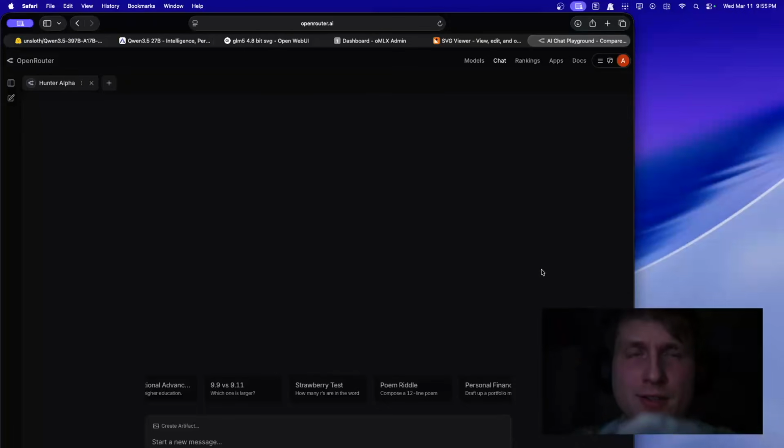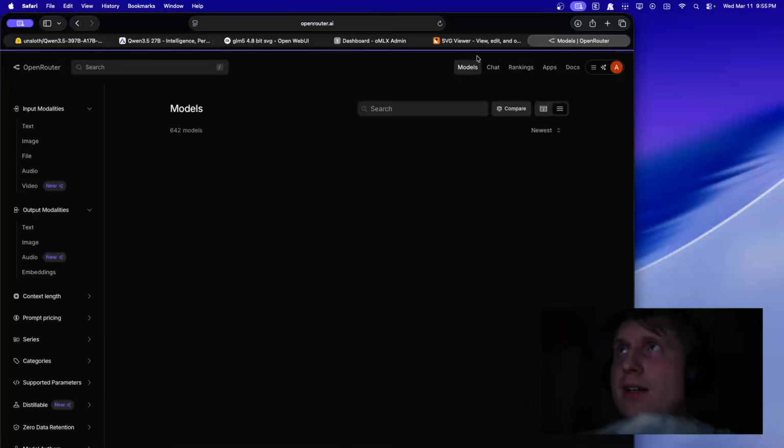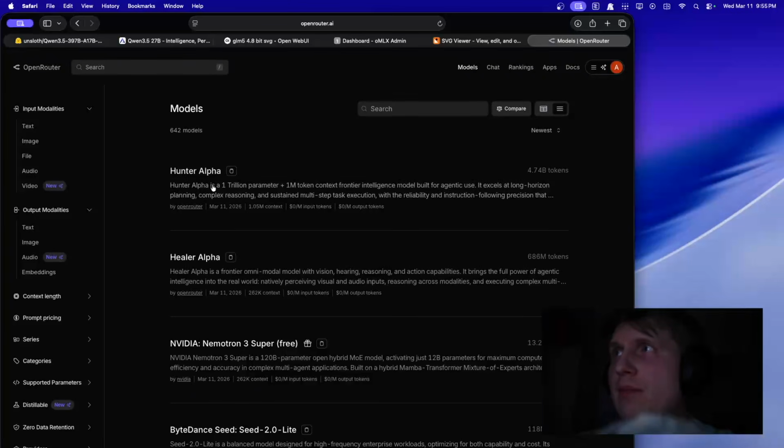Hello, how's it going? So today is March 11th, and there's this ghost model, basically a hidden model called Hunter Alpha on OpenRouter. Actually, there are two stealth models. They have a name, but they don't tell you what kind of model it is.